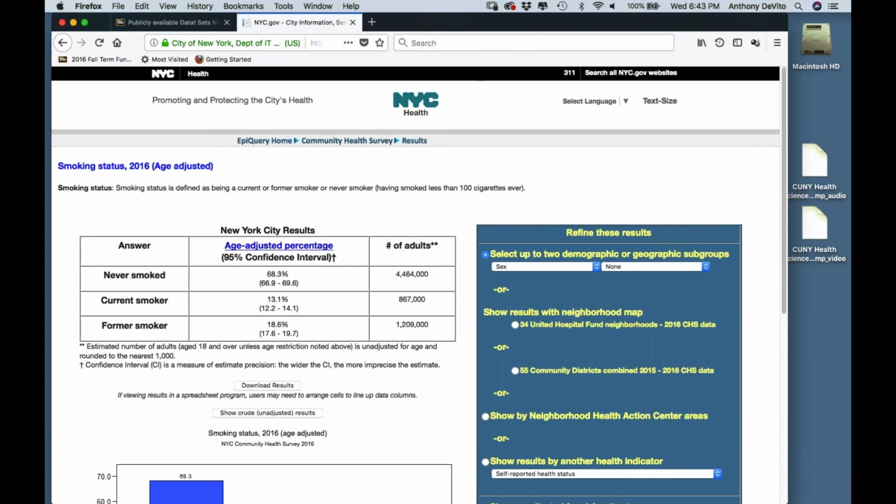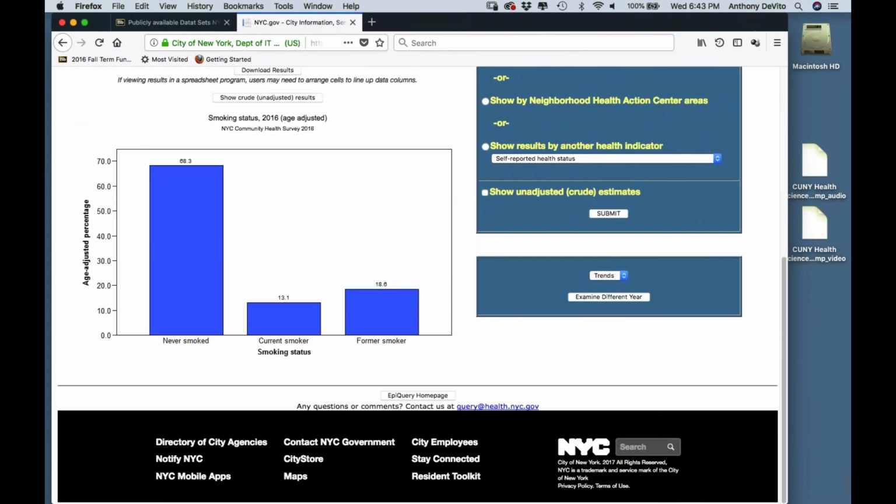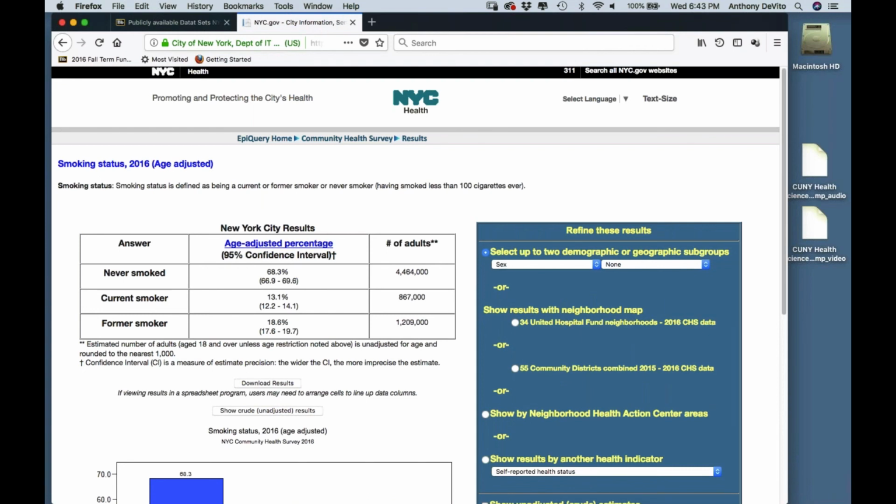And it pulls up from this survey. It tells us that among New Yorkers in that year, and this is a large sample, 68.3% of people surveyed in New York City never smoked, 13.1% of them were smokers, and 18.6% of them were former smokers. That represents in New York City 4,464,000 people who never smoked, 867,000, 1,209,000. They actually take the percentages from the survey and adjust them to get the number of adults that that would represent in the population in New York.